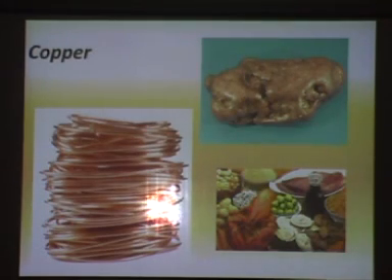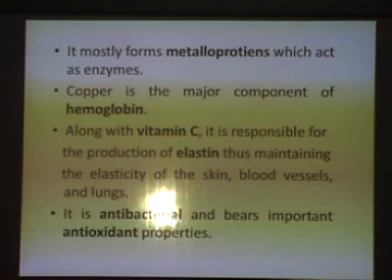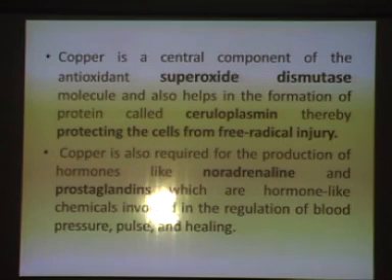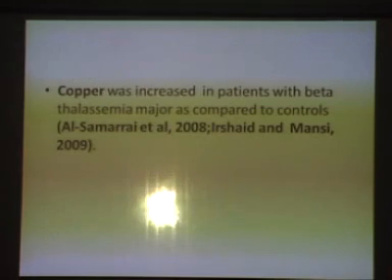What about copper? Copper is important. It forms metalloproteins and is an important component of hemoglobin. Along with vitamin C, it is important in production of elastin, which is important for elasticity of blood vessels and skin. It has antioxidant and antibacterial properties. Copper also has a central role in superoxide dismutase enzyme and in ceruloplasmin, which prevent free radical damage. It is also important in some hormones like noradrenaline and prostaglandins.